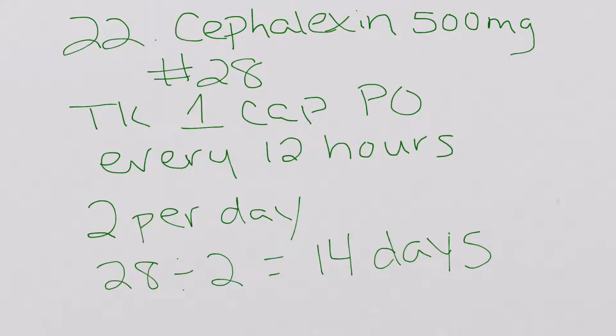Number 22, it's asking you what our day supply is going to be. 22 is for Cephalexin 500 milligram capsules, and they're telling us that they're giving us 28 capsules. The directions are to take 1 capsule by mouth every 12 hours. Since there's 24 hours in a day, they're taking 2 a day, because they're taking 1 every 12 hours. So if you take 28 and divide it by 2, since they're taking 2 a day, you would have 14 days worth of medication.